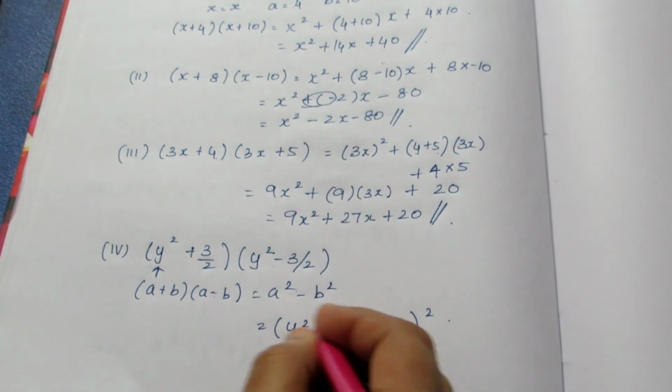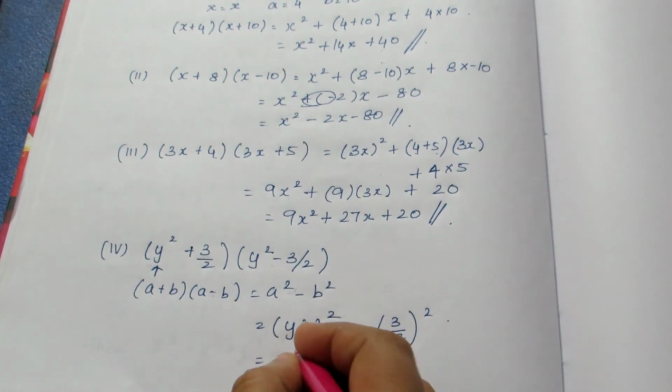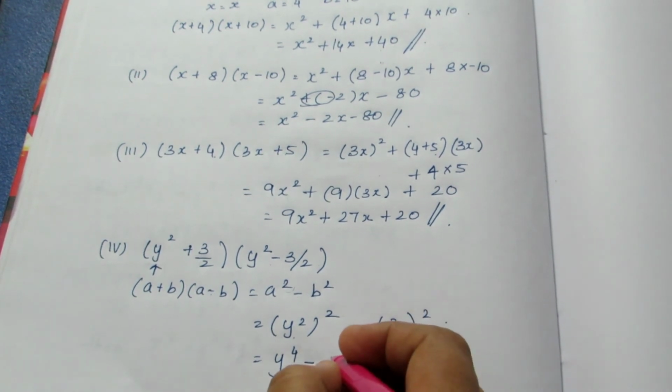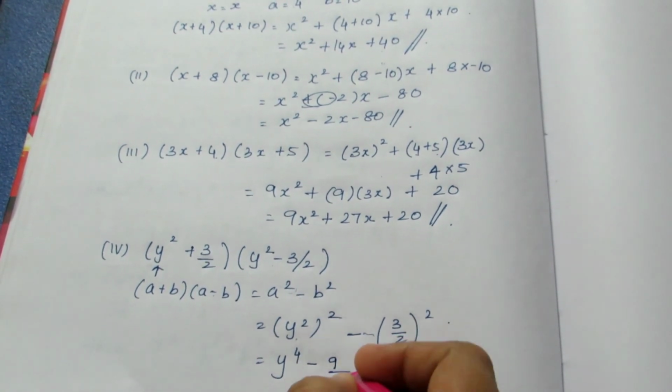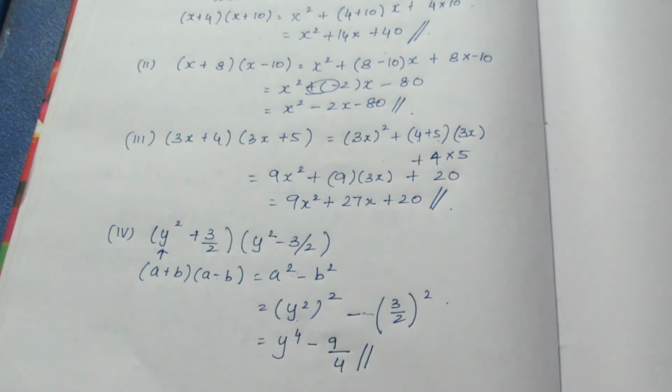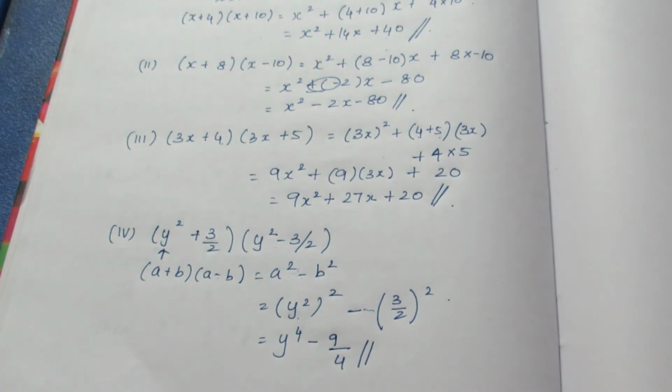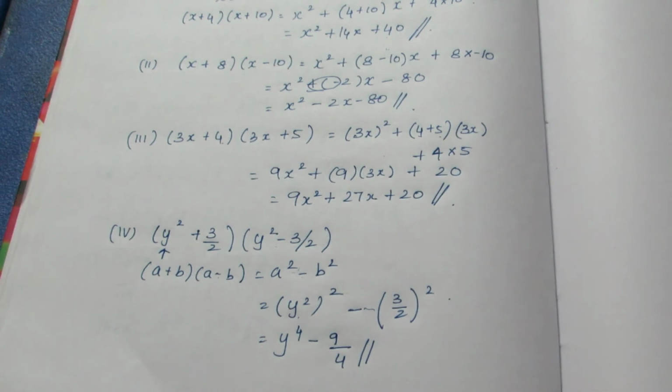So here it becomes y to the power 4, since 2 into 2 is 4. Minus, we need to square both the numerator and the denominator. If we square, we get 9 by 4. So this is the final answer for the fourth sum, which is y power 4 minus 9 by 4. We'll move on to the fifth sum.